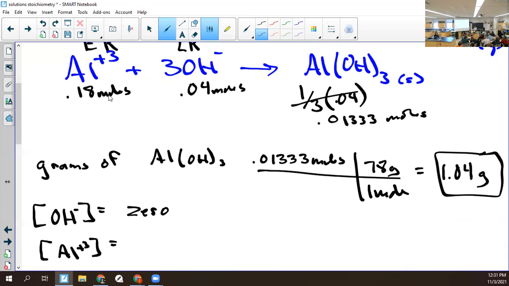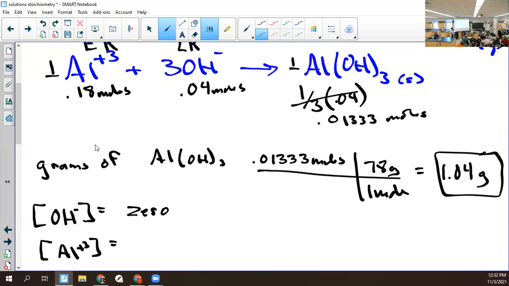We had 0.18 moles at the start, right? This is a 1, and this is a 1 right here. So the amount used, we already found that. Since it has the same coefficient, we've already found the amount used. So I have the amount I started with, subtract that. If you have the moles of your precipitate and it's a 1-to-1, then you just subtract it.